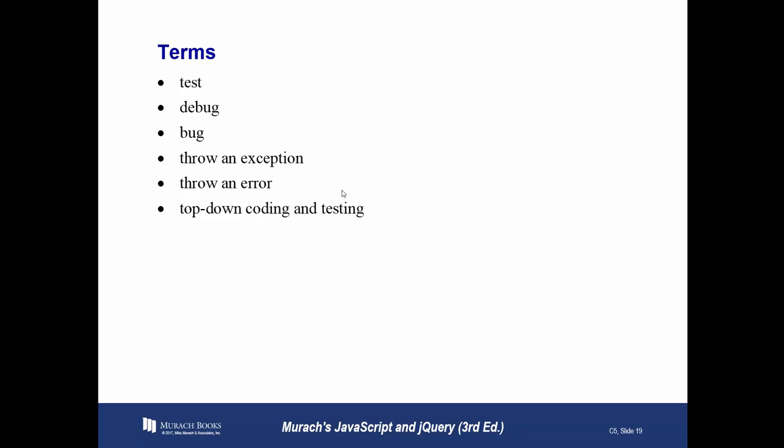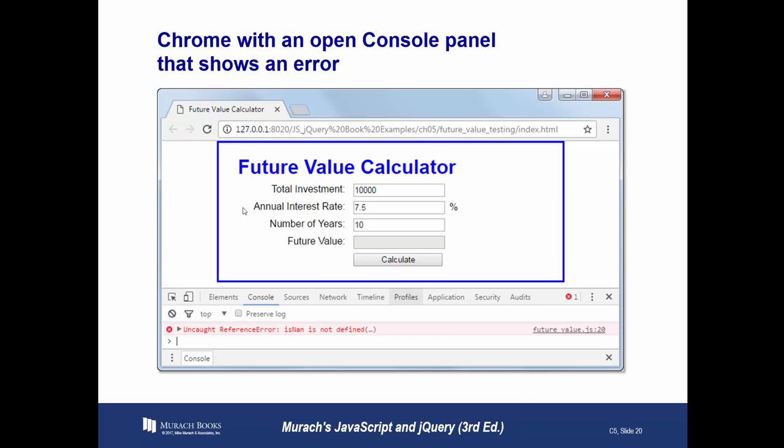Every time you run a program, you are in essence testing it. You cannot test a program too much. Debugging is getting the errors out. Each error is a bug. Throwing an exception we'll talk about in a later chapter, and throwing an error. Top-down coding and testing is when you start from the top and work your way down, as opposed to bottom-up, which is doing it in reverse.